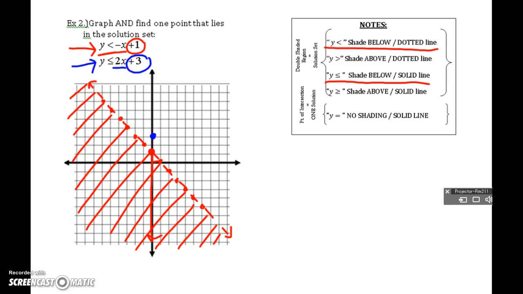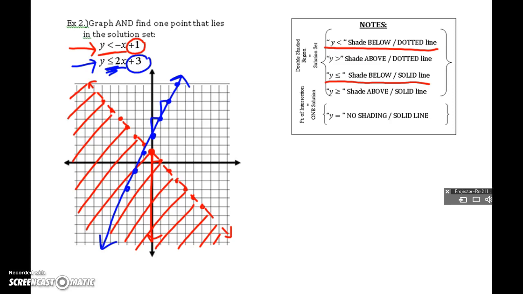My slope is 2x, so up 2 over 1. I'm going to make some over 1 down 2, over 1 down 2, over 1 down 2. I also know that this is a less than or equal to. It is not going to be a dotted line. It's actually going to be solid because it is also equal to the line. But it still says less than.